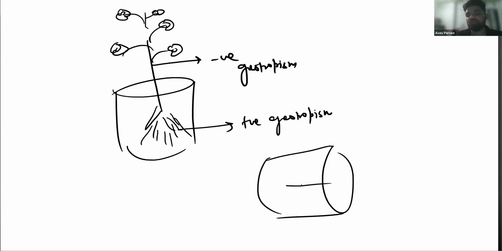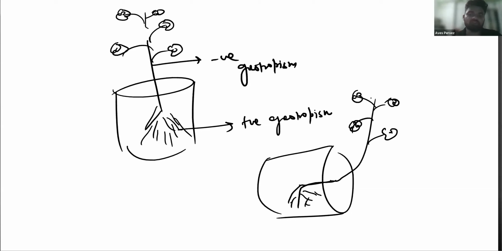you will notice that this shoot will start growing like this, and the root will start growing like this. So it is still showing geotropism. If it is like this or like this, if you bend the plant, then again the stem will move against gravity. It will not continuously move like this. After some days it will start growing like this, and the roots will grow like this. So they are against gravity.